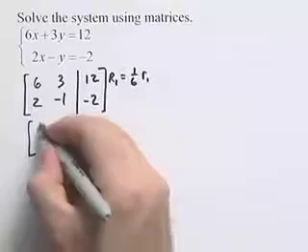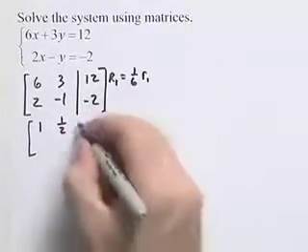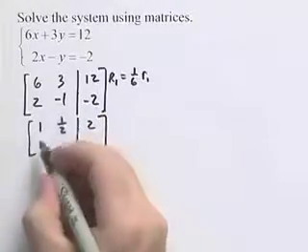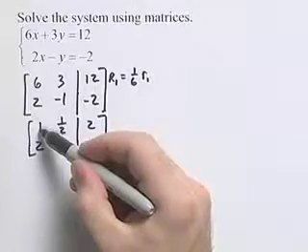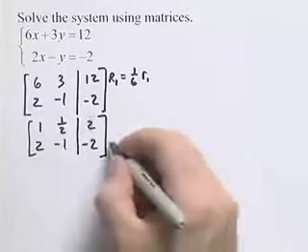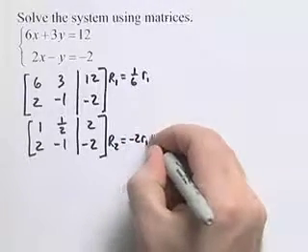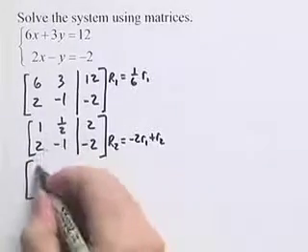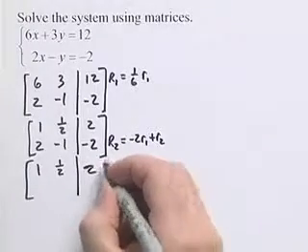So if I take 1/6 times 6, I get 1. 3 times 1/6 is 1/2. And 12 times 1/6 is 2. I haven't changed my second row, so I'm just going to rewrite that. Now that I have a 1 in the 1, 1 entry here on the diagonal, I'd like to get a 0 underneath it. To do that, I'll let my new row 2 equal negative 2 times row 1 plus row 2. I'm not changing my first row, so I get 1, 1/2, and positive 2.